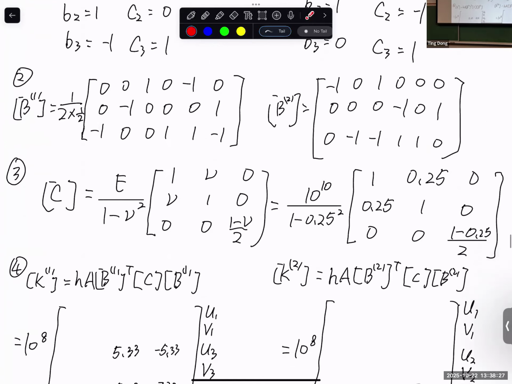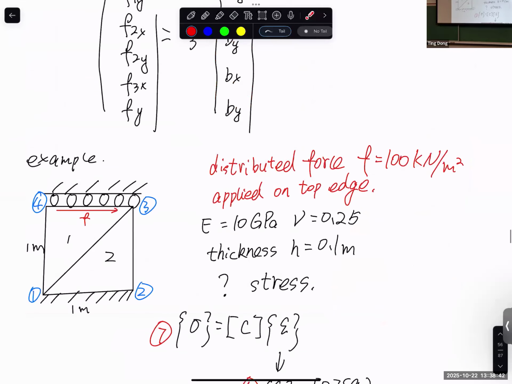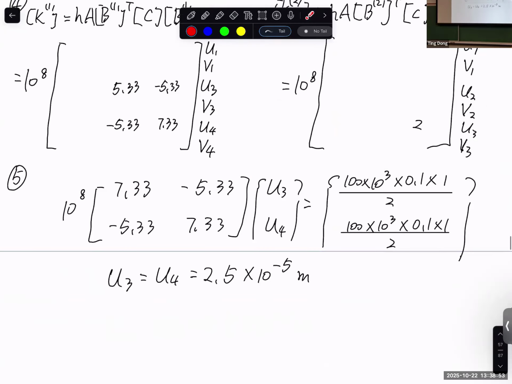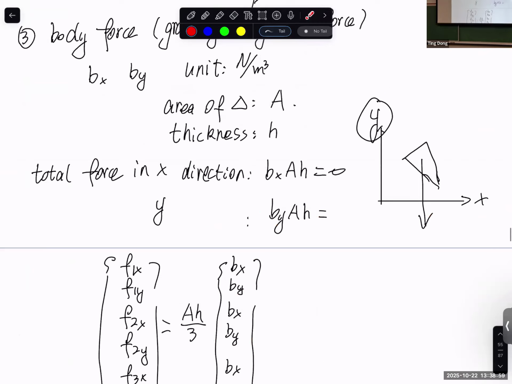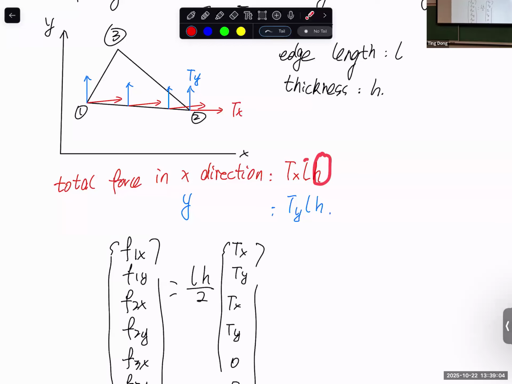What is the equation for what? Oh, so this is a uniform distributed force over the edge area, 100 kilonewton per meter square. The edge length equals 1 meter and the thickness is 0.1, so this area equals 1 times thickness 0.1. That's why we take the area and give half to 2 nodes. If you want to know the original equation, it's the thickness times the edge length. Any other question?